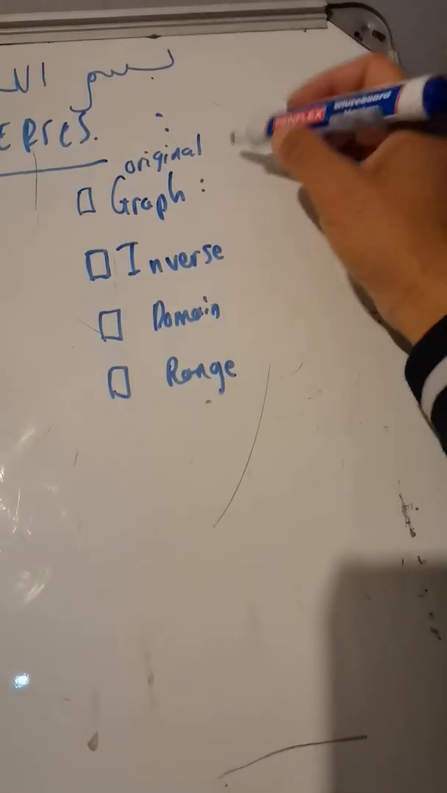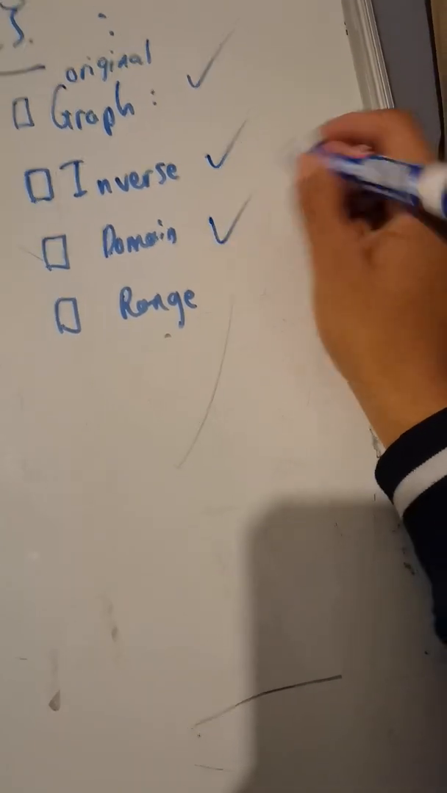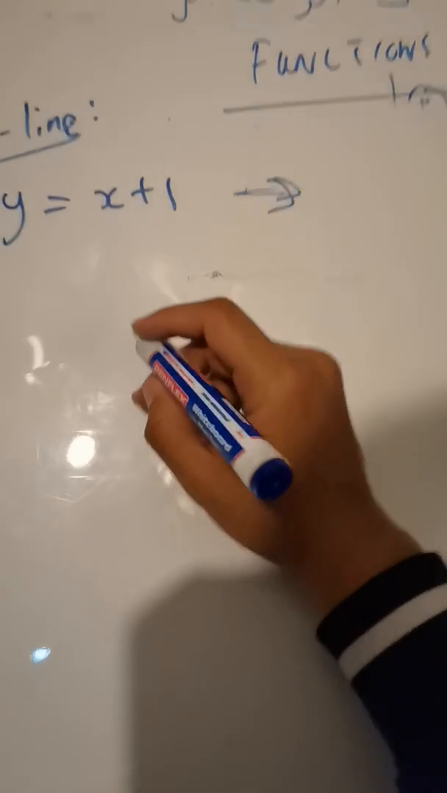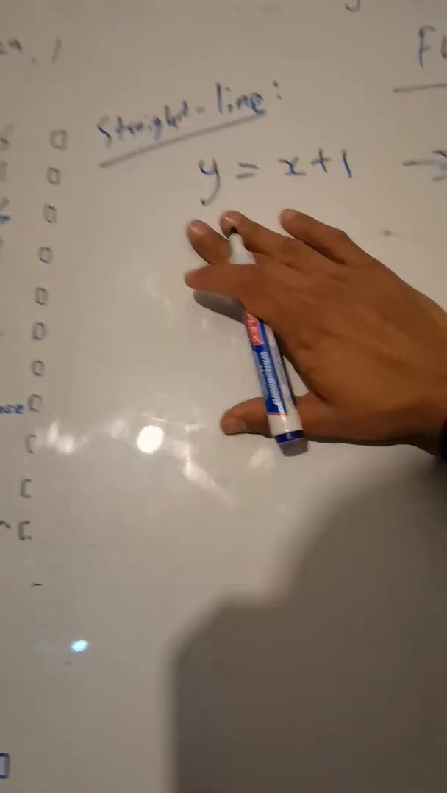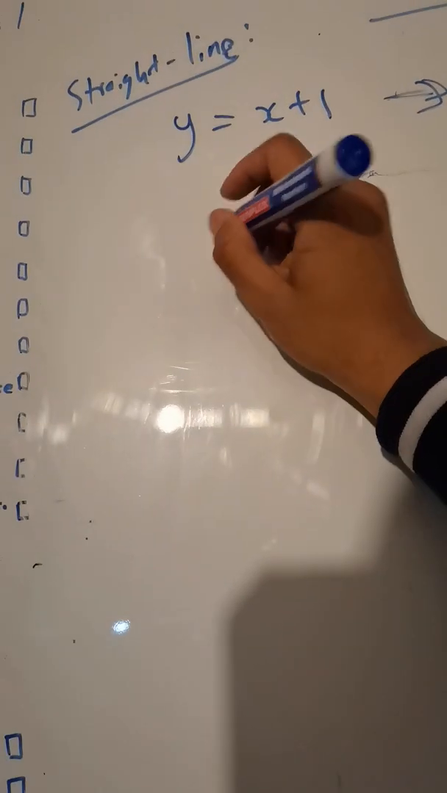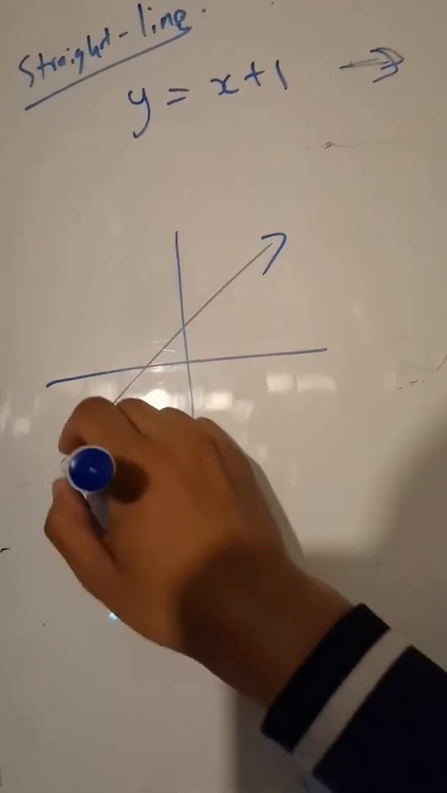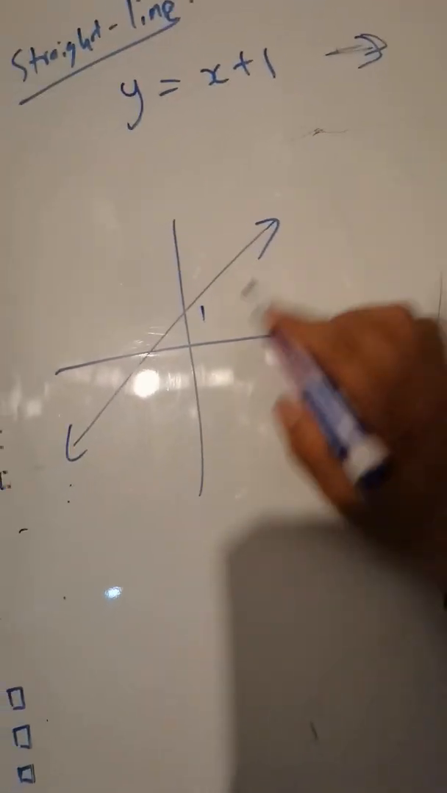We're always going to look at the original graph, the inverse graph, the domain, and the range of the graphs. So for this graph, y is x plus 1, you can draw the graph on your own. The graph is probably going to look like this.